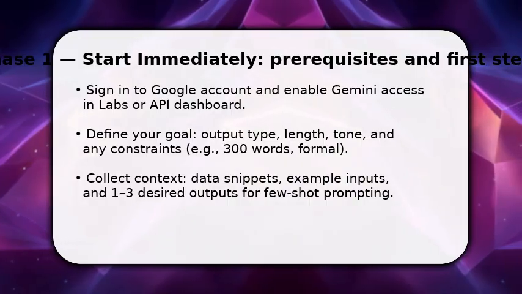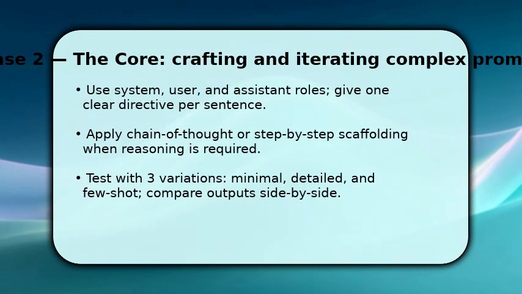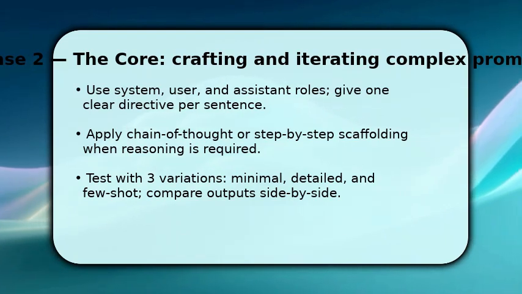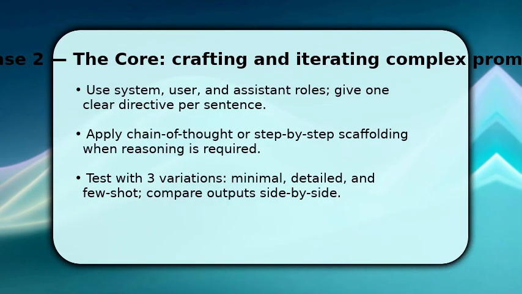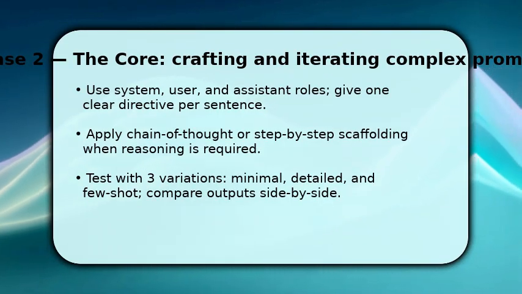Start with a short prompt draft you can iterate. Now focus on structure. Use a system message for rules, a user message for the request, and assistant examples for behavior. You should split complex tasks into numbered steps so Gemini follows logic.